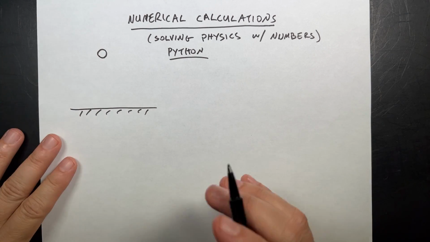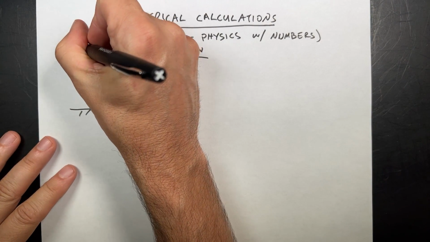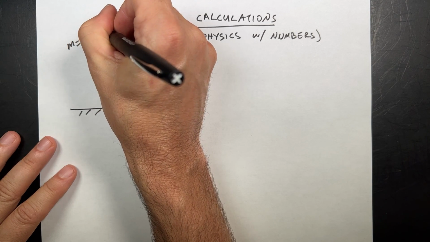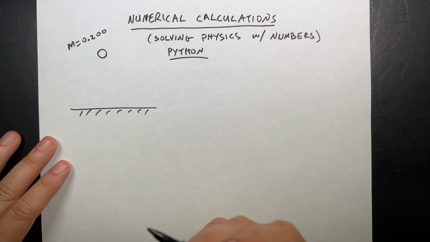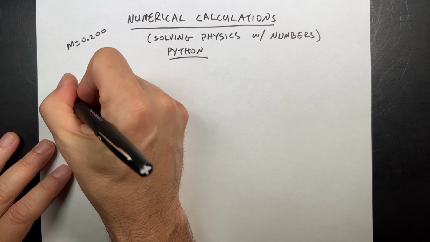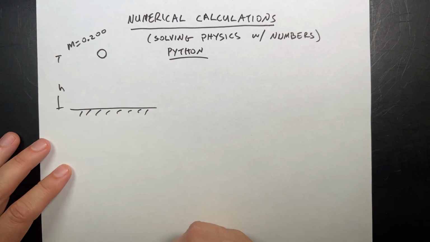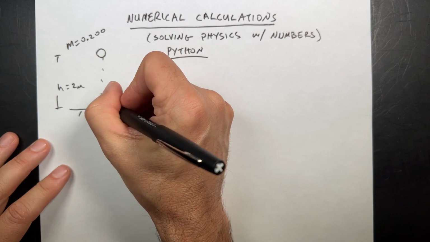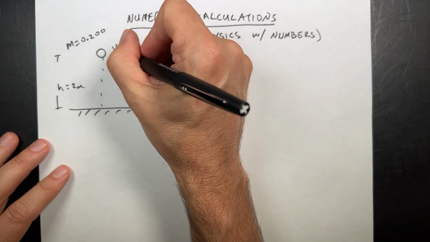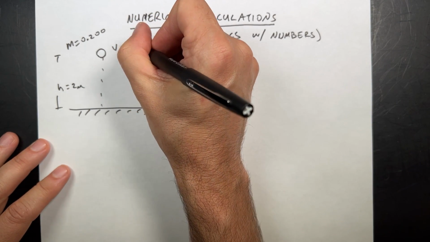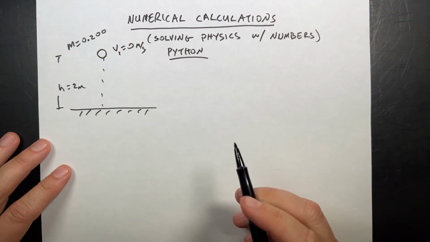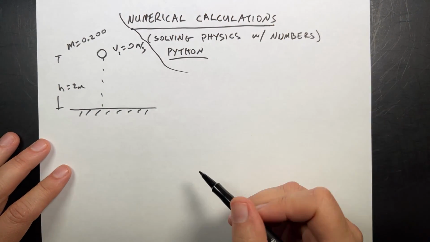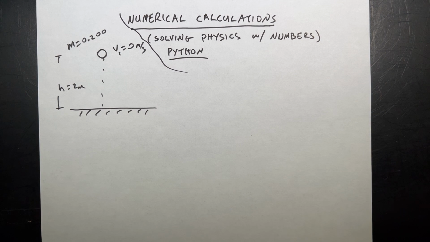So here I have a tennis ball, and I don't even know the mass. I'm going to say it's 200 grams, so 0.2 kilograms. And I'm going to release it from a height h, let's say 2 meters above the ground, with an initial velocity, we'll call that v1 in the y direction, of 0 meters per second. I'm going to solve this problem like you normally would, and then I'm going to look at a different problem that's harder.